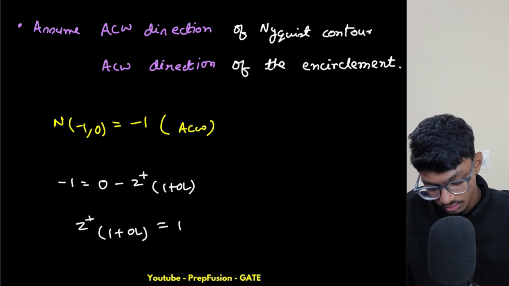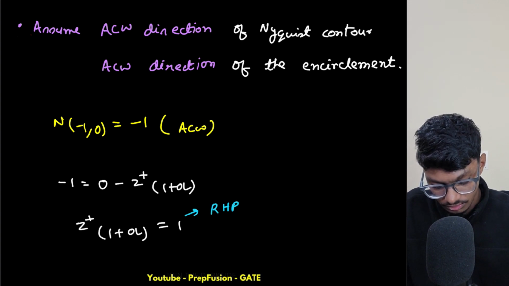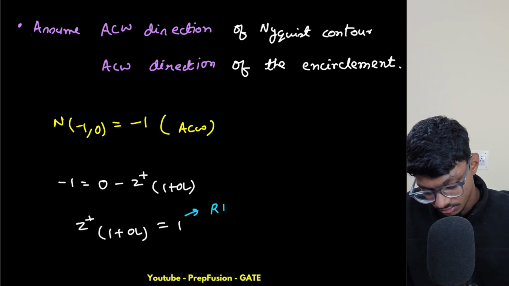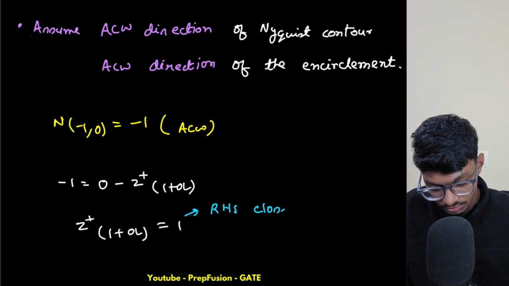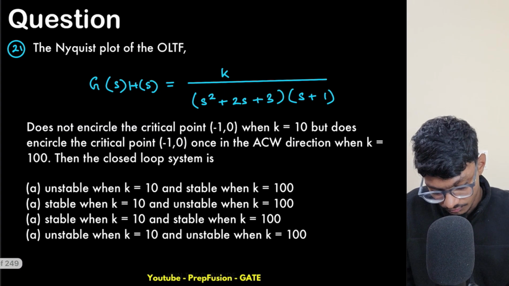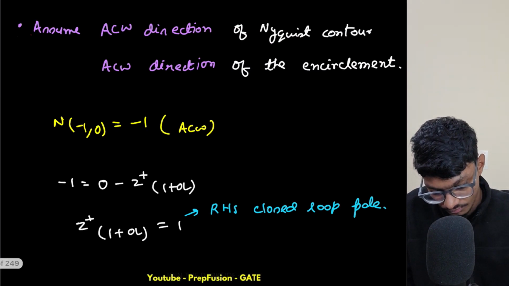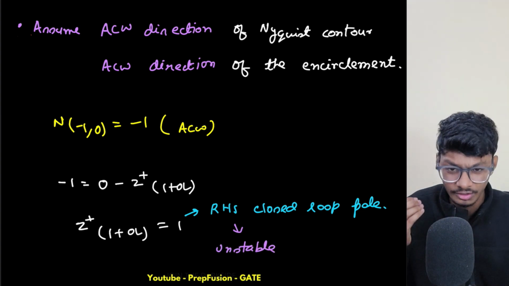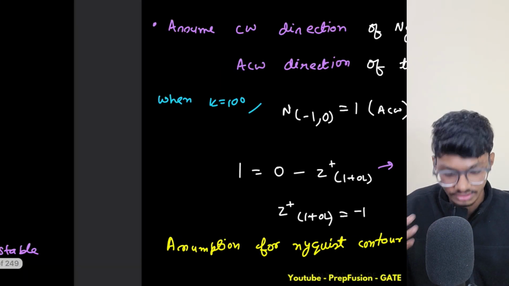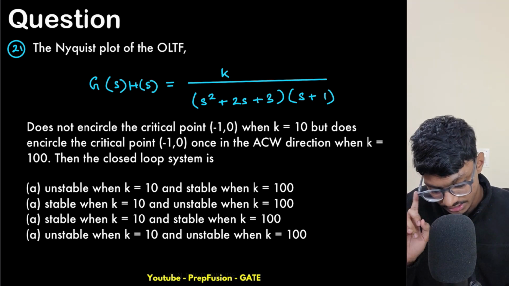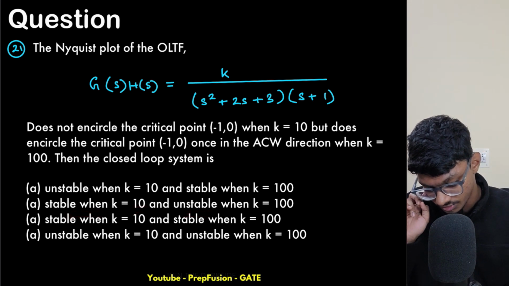So I will have one right hand side closed loop pole. So what is the question telling? Yeah, it is unstable basically. So when k is 100, it is unstable. You could have done it very fast. I'm just explaining everything to you, that's why I'm doing it very slowly. It will take just 1 minute, right? So for k equals 100, this is unstable, and for k equals 10, this is stable. So option B is correct.